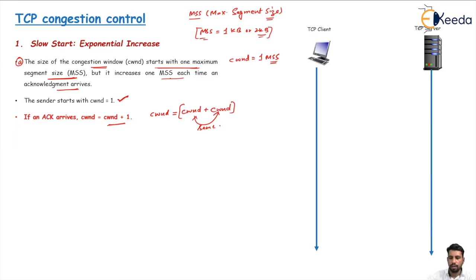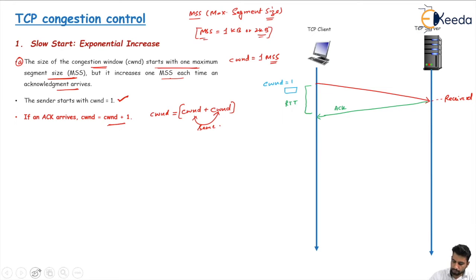Let's see this by an example. Initially we start with the congestion window equal to 1, containing 1 MSS, and this is sent by the sender and received by the receiver. The receiver sends an acknowledgement. The time taken during this is called the RTT, round trip time. This is a successful acknowledgement, for the segment sent with congestion window equal to 1 MSS.